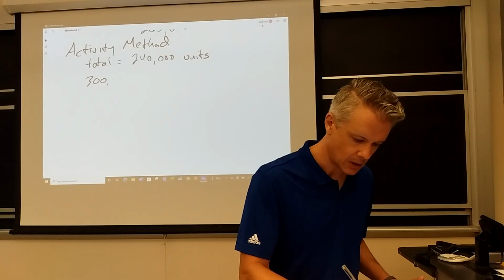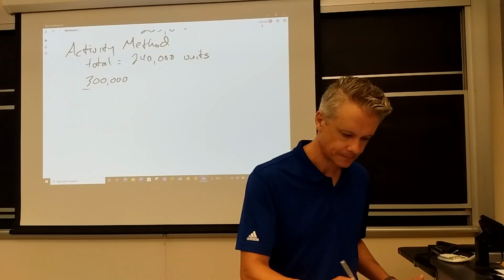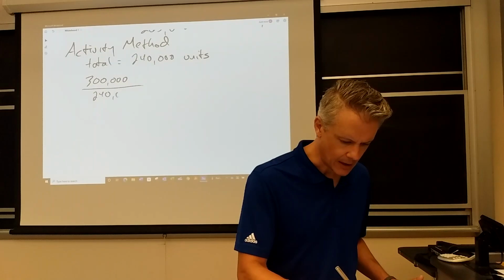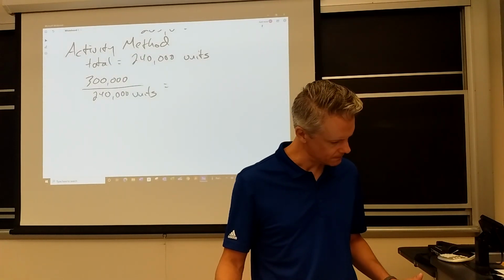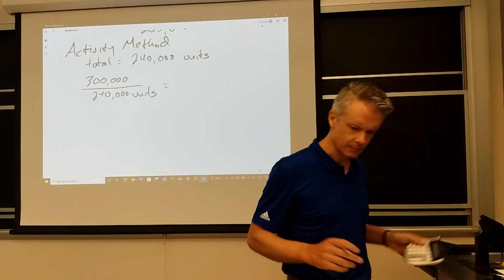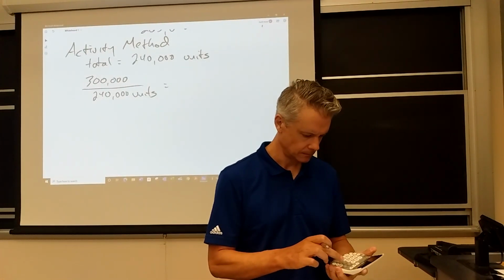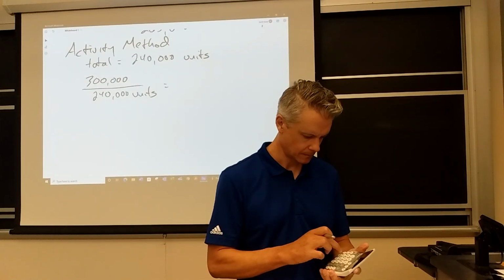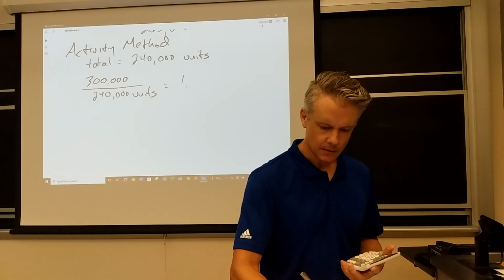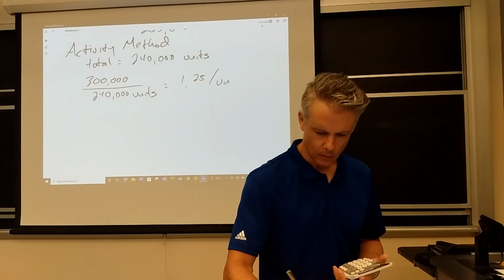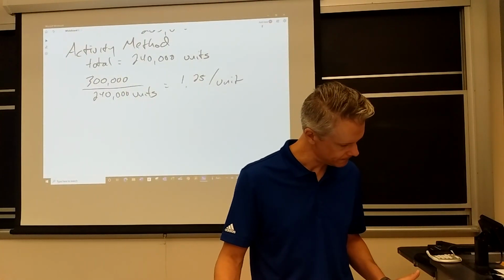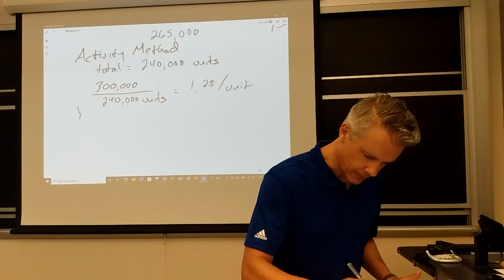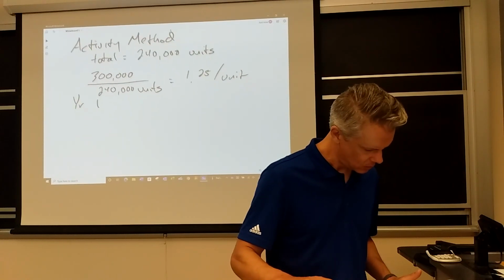So I'm going to take this $300,000 in cost, divide it by 240,000 units. Let's see what this comes to. That is $1.25 per unit. So let's think about year one.